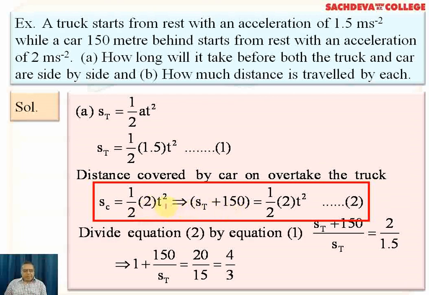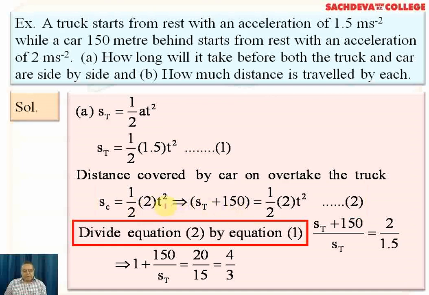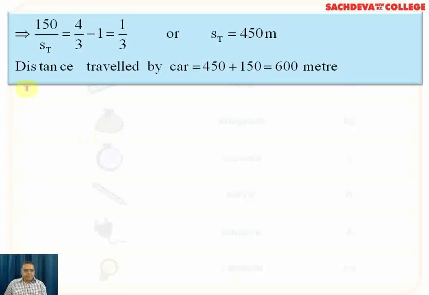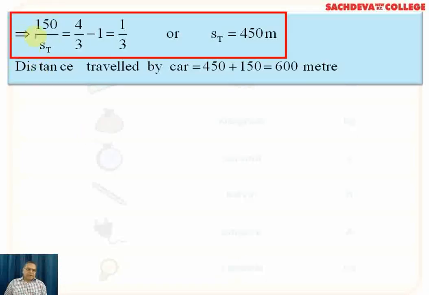Then we divided equation number 2 by 1, and we come to the conclusion that the value of ST plus 150 over ST is 2 over 1.5, or otherwise, this number will be 4 over 3. ST is divided by ST, and 150 is divided by ST. So the function comes to 1 plus 150 over ST. We put the values, and we will find that the number comes to be 4 over 3. Now, from 4 over 3, 1 is to be subtracted. We get 1 over 3.